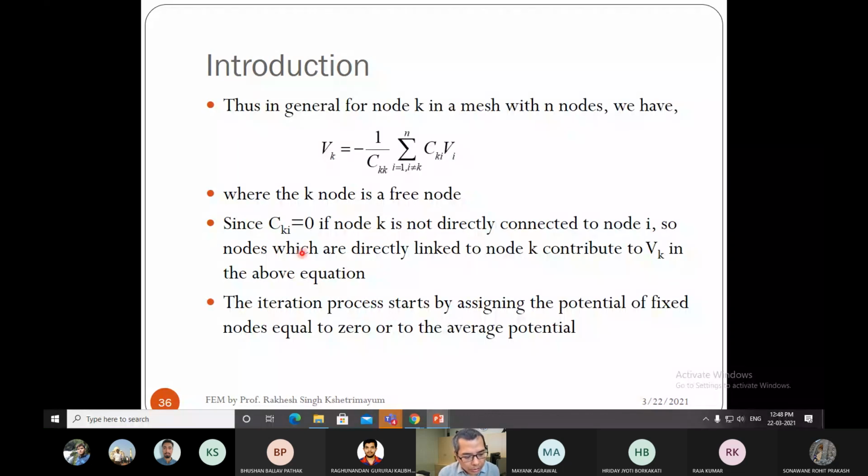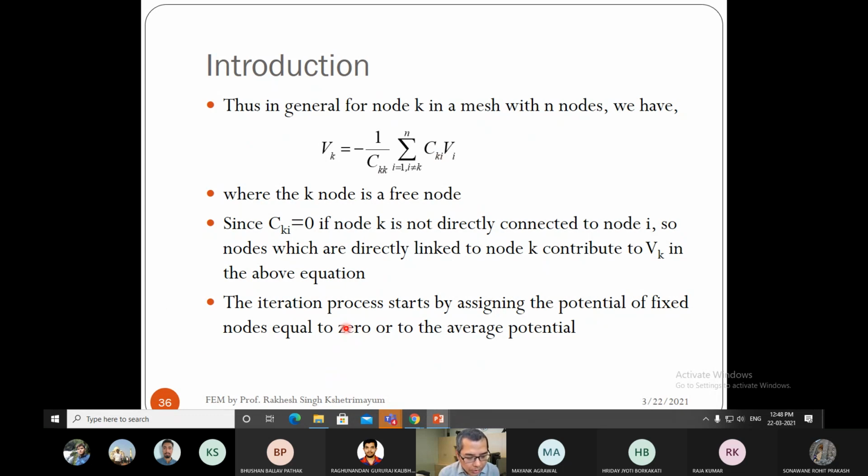So you also know that CKI is 0 if node K is not directly connected to I. So nodes which are directly linked to node K contribute to BK in the above equation. If there is no connection between node K and node I when I want to find BK, then that node will not have any contribution. So only those nodes connected to node K would be contributing to this equation here. If CKI is 0, then there won't be any contribution from this node.